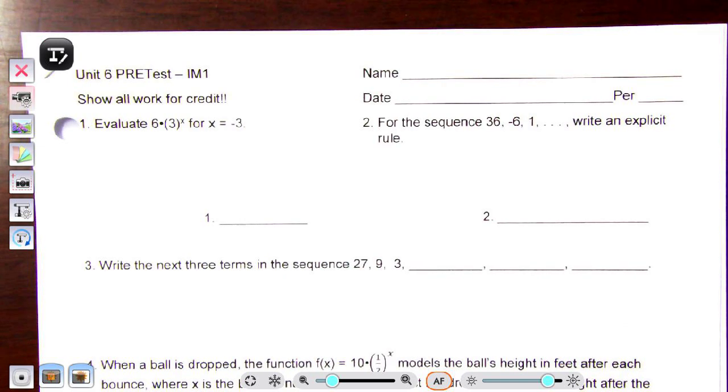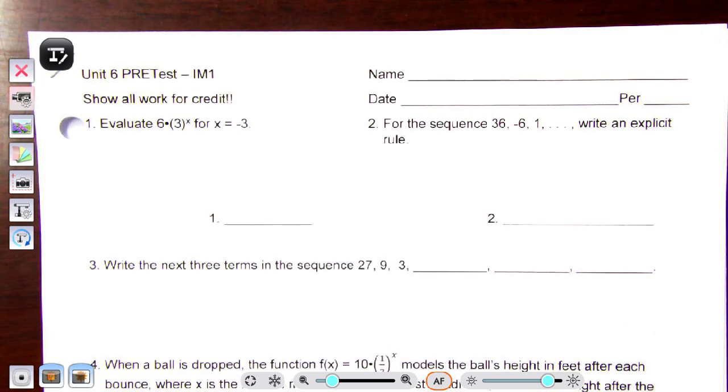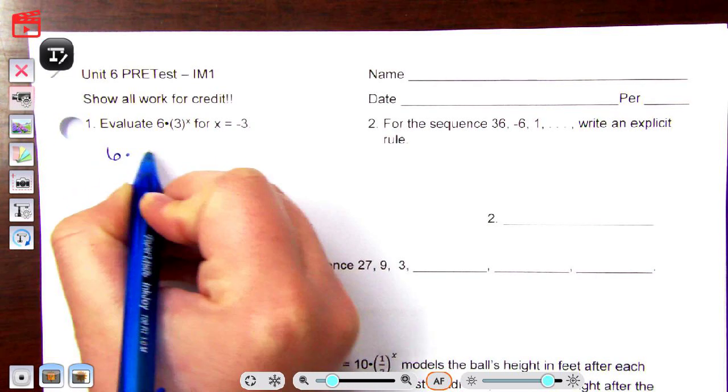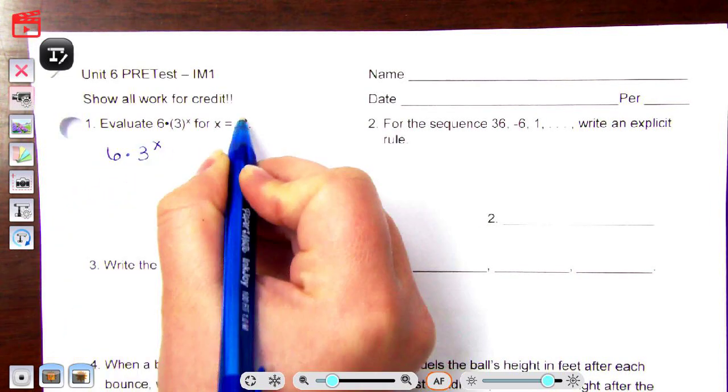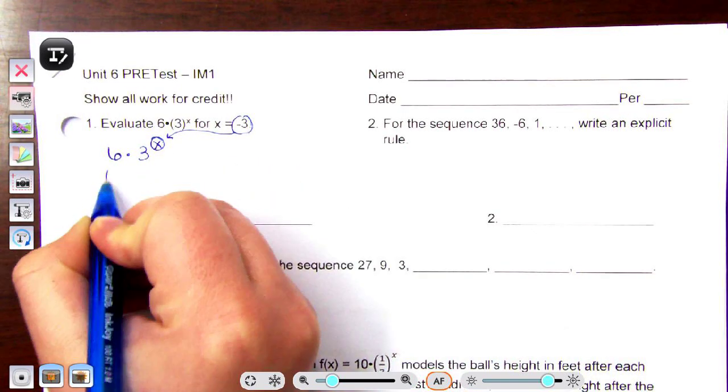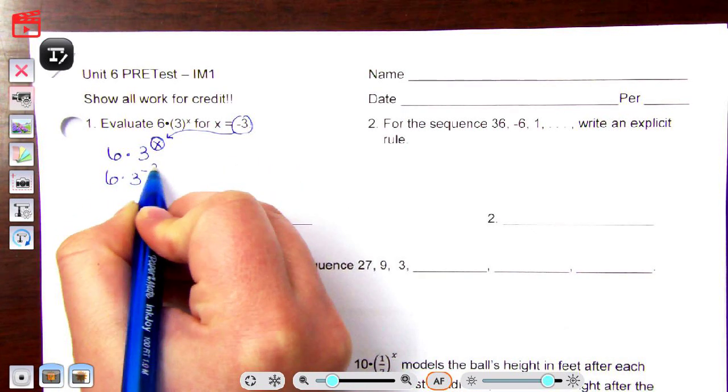So let's get started. Question number 1 is asking you to evaluate 6 times 3 to the x, where x is equal to negative 3. So we're going to rewrite this: 6 times 3 to the x. We know that x is negative 3, so we're going to substitute. So I have 6 times 3 to the negative third power.